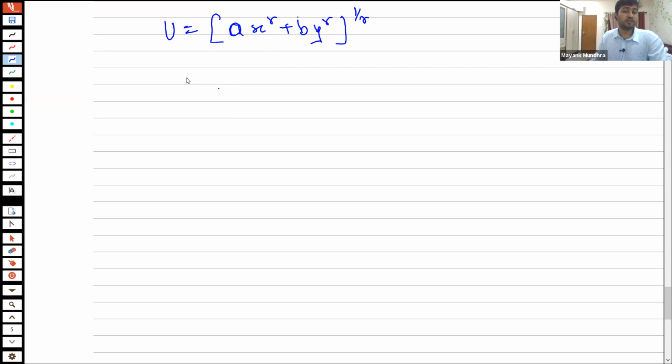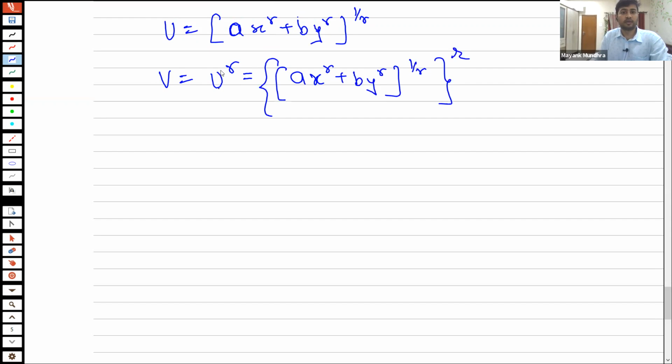So first thing I'll do is a monotonic transformation. I'll take this function v as u to power r, which will be (a x to power r plus b y to power r) whole to power 1 by r, all to the power r. I'm taking a power r on u. U is this entire thing, so the entire thing to the power r. So what happens is this r and 1 by r cancel out. So what I am left with is a x to power r plus b y to power r.